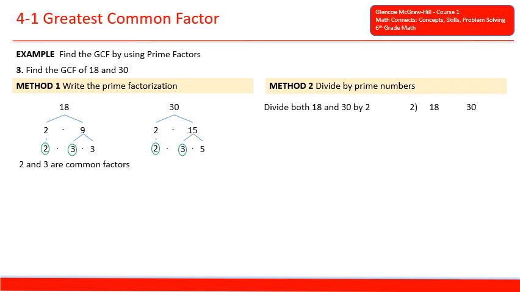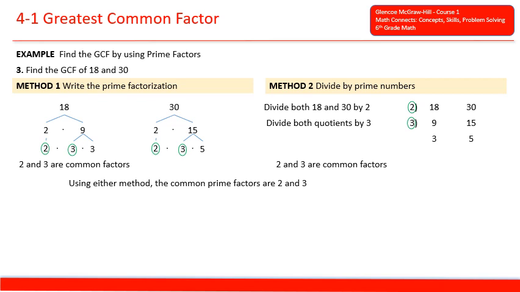So 18 divided by 2 and 30 divided by 2. 18 divided by 2 is 9. 30 divided by 2 is 15. So then if we divide both of those quotients by 3, we get 9 divided by 3 is 3. 15 divided by 3 is 5. And because that's as far as we can go, 2 and 3 are the common factors. And using either method, the common factors are 2 and 3. So the GCF of 18 and 30 is 2 times 3, or 6.